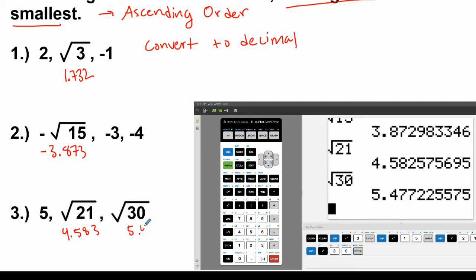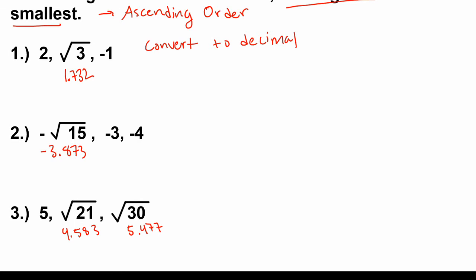5.477. So a way that you could estimate these, if you wanted to, was to think about square roots that you know. You know that the square root of 25 is 5. So the square root of 21 should be slightly less than 5, and it is. You know that root 36 is 6. So the square root of 30 should be a little less than root 36, and it turns out that it is. Okay, let's go ahead and put these in ascending order then.